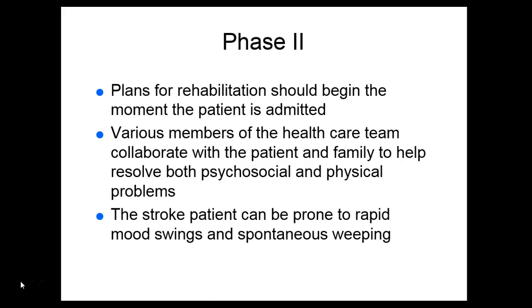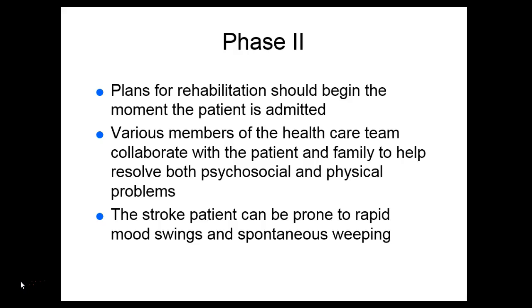Okay, phase 2. Plans for rehabilitation begin the moment the patient is admitted to the acute care facility. So again, maintenance of adequate airway and aeration of the lungs, proper positioning, range of motion exercises, etc. are done with the thought that the patient needs this assistance until they're able to maintain them on their own. If disabilities from inactivity are prevented, then rehabilitation has a much better chance of being successful.